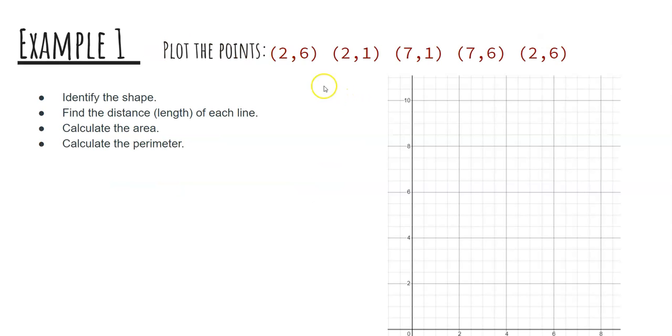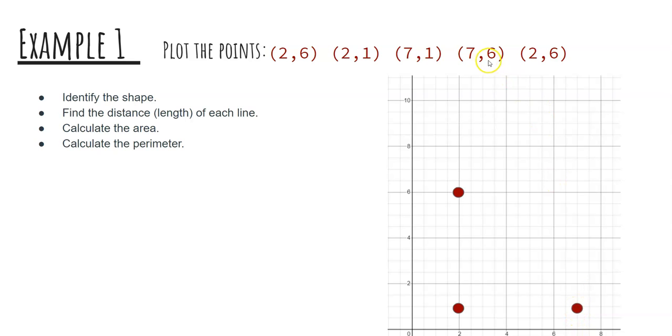So example 1, you're going to be given points like this, and we're going to plot out the points. So (2, 6): from the origin, if I go 2 on the x-axis and 6 on the y, I should land somewhere around here. And then (2, 1) right here. Same thing, from the origin, I'm going to go 2 and 1 up, which is halfway from here. Then (7, 1): from the 0, 7 on the x-axis, which is halfway between 6 and 8, and then we're going to go up 1.